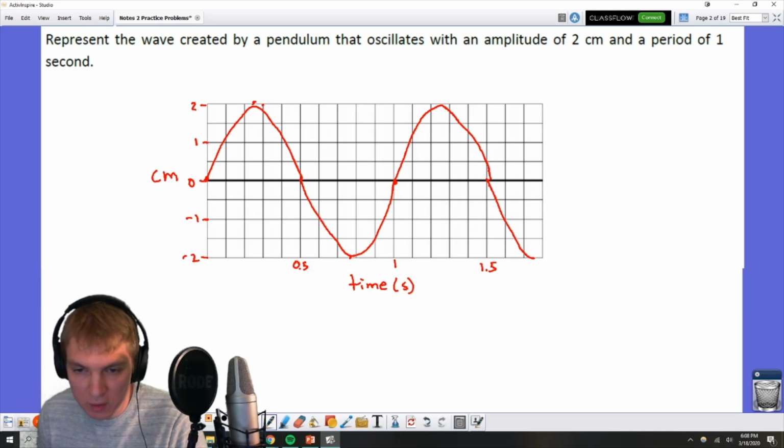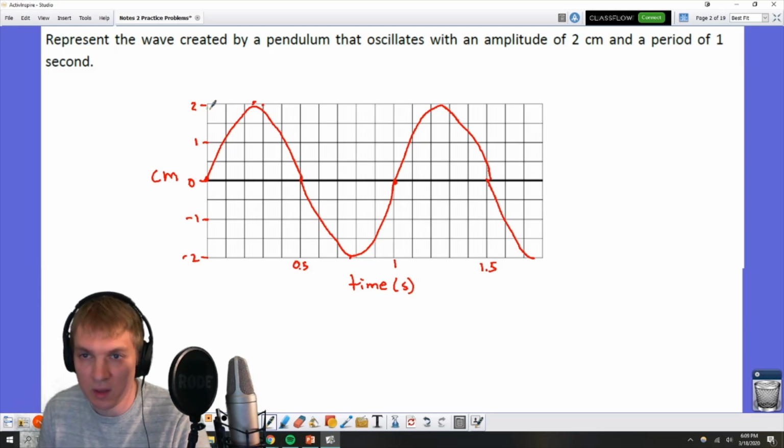Another representation of this, I could have started this a little bit differently. You could have done this as well, and this would have been correct. You could start with a crest up here and have it go down here.